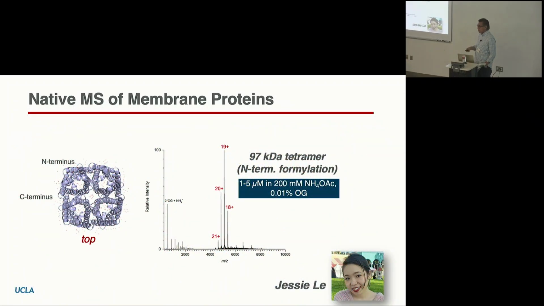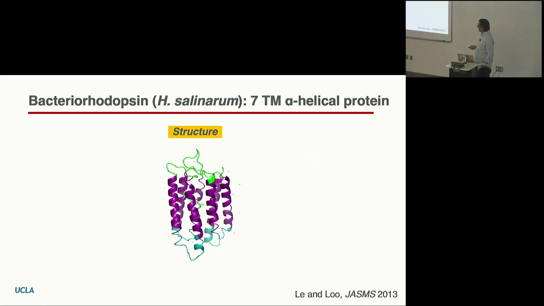the parameters such that the protein pops out of the micelle and you get a nice looking native mass spectrum of the protein. So this is a homotetramer complex, and you see a charge distribution that gives you the molecular weight of 97 kilodaltons, exactly what we expected for this homotetramer. And then you can start looking at lipid interactions.